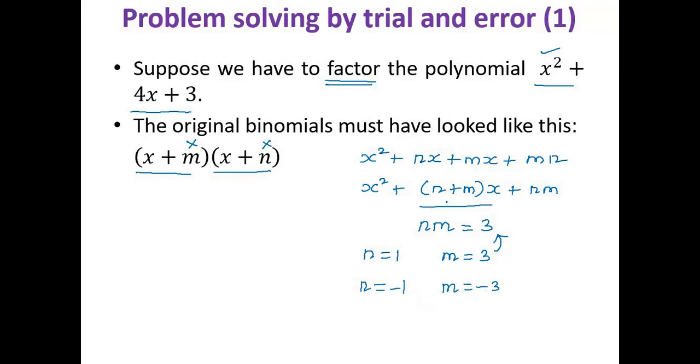Let us go for another verification. If you add n plus m, that should be equal to 4. If I add these two, that is not giving 4, whereas if I add these two, that is giving 4. So I am assuming that the factors are x plus 1 and x plus 3. You can consider the reverse case also, n equal to 3, m equal to 1. That's not a problem. So this solution is just by trial and error.